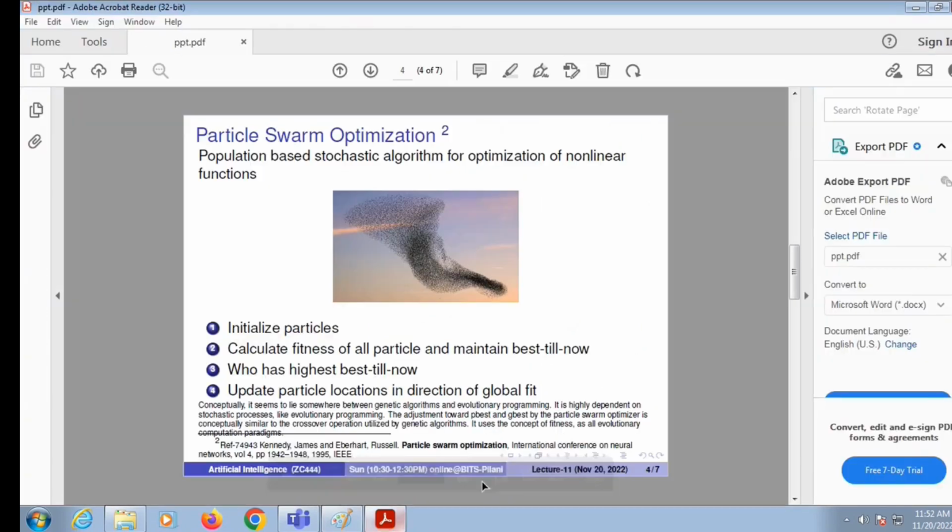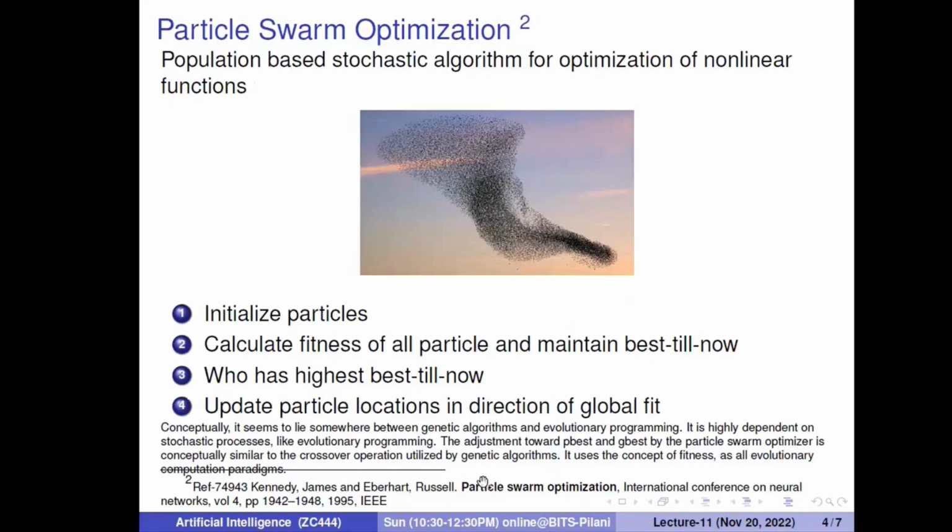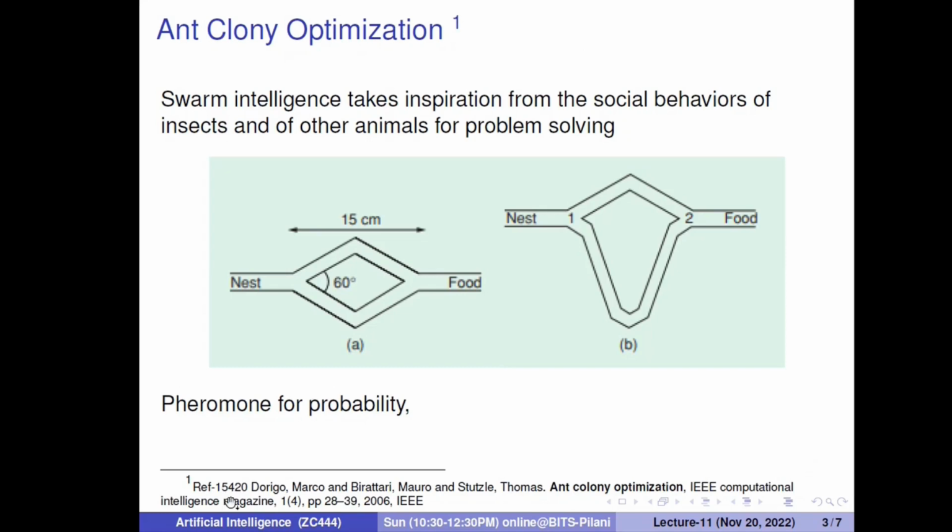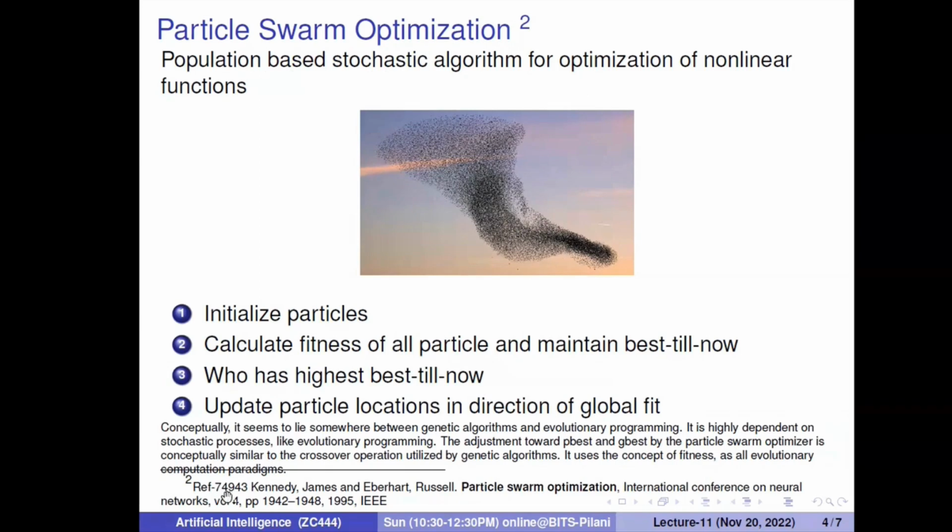So am I able to give you the idea? If you are interested, you can read this paper. It is a 1995 paper on particle swarm optimization, a very influential paper. A few minutes back, I told you that another paper was very influential. How many citations does it have? 10,000, 15,000. And how many citations does this paper have? 74,000. Excellent paper.